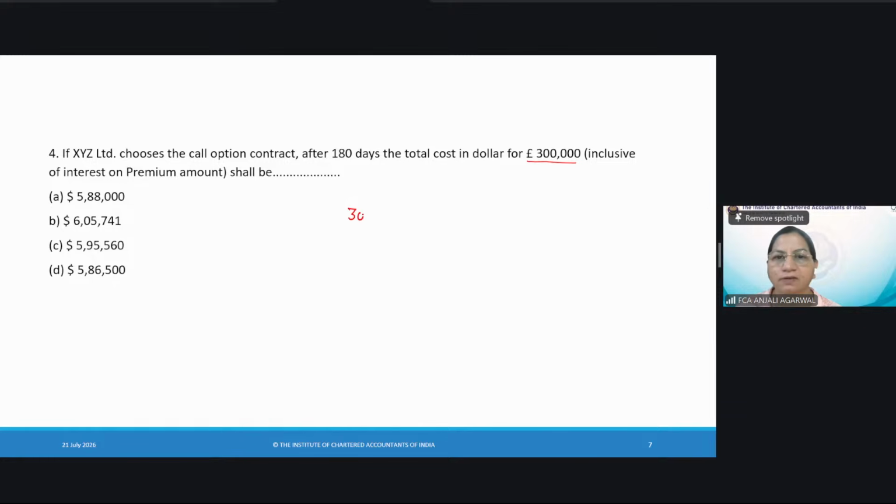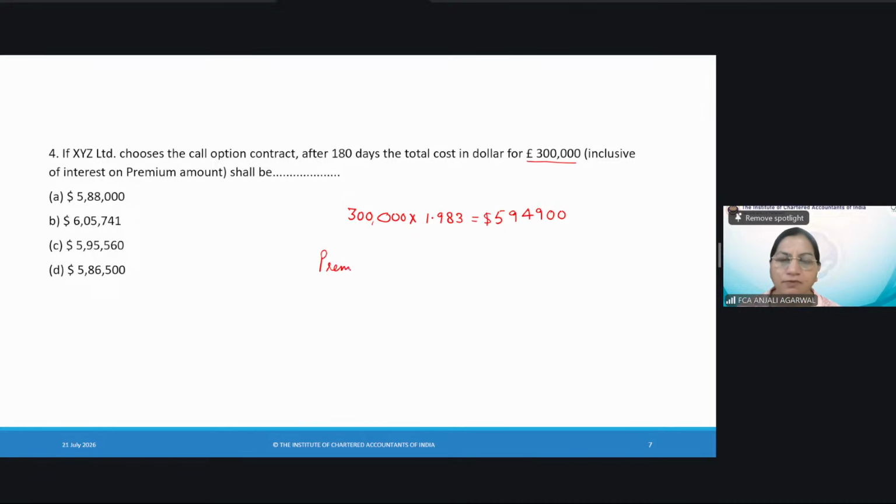So 300,000 multiplied by 1.983, that was 594,900.